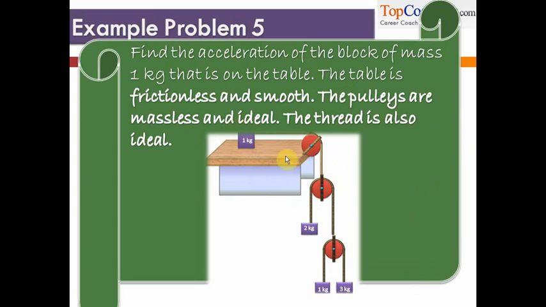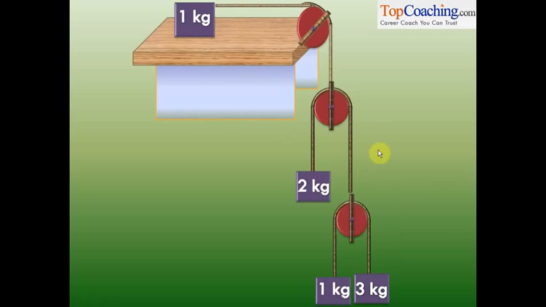This picture shows a table and a mass of 1 kg on the table. This mass of 1 kg is attached to a fixed pulley that is attached to the table. This pulley's thread now goes on and gets attached to a movable pulley here, which has a mass of 2 kg attached to it. And then this movable pulley is attached to yet another movable pulley which has two masses of 1 kg and 3 kg attached to it. We have to find the acceleration of the mass of 1 kg that's on the table.